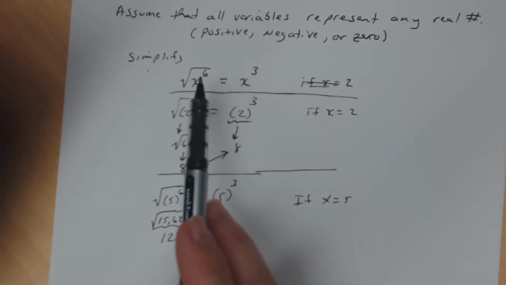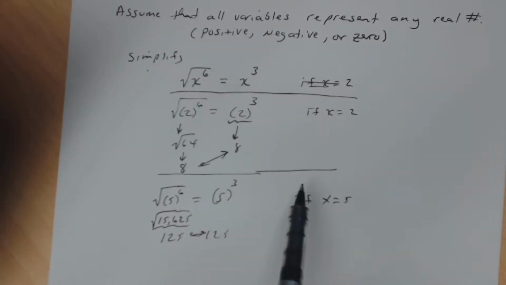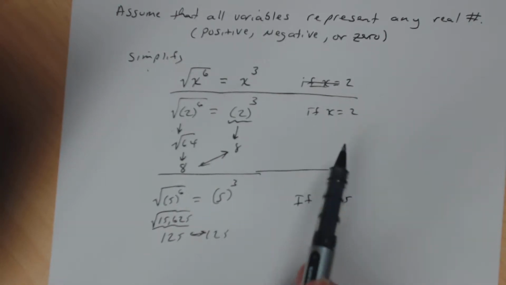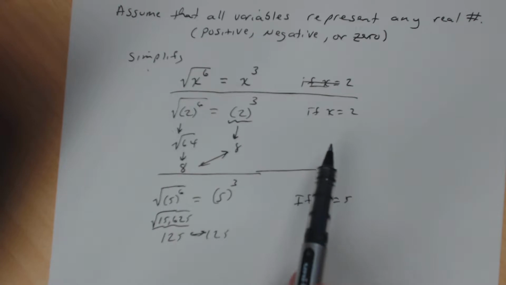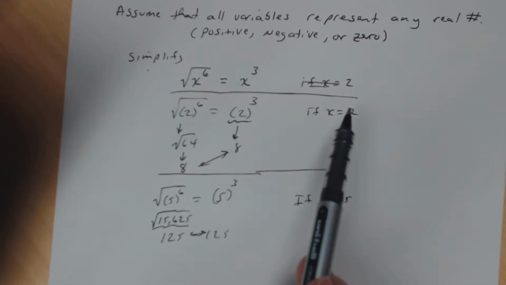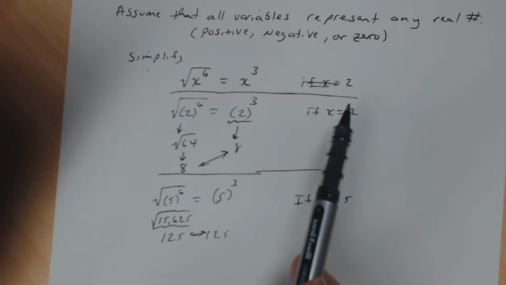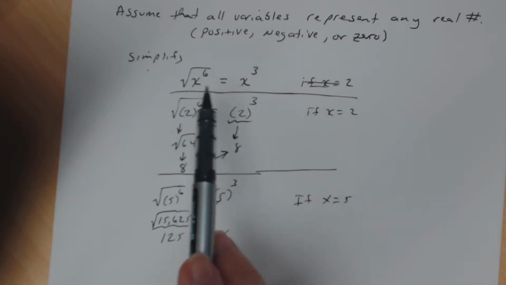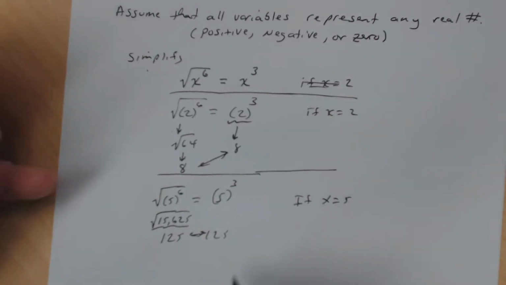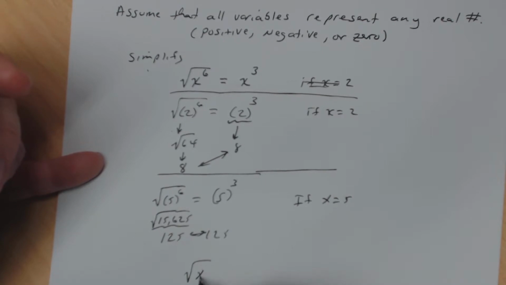So it turns out that when x is a positive number, any positive number, it works. I just chose positive whole numbers, or positive integers for that matter, but I could have chosen 5.6. I could have chosen any positive real number, and it would work. So right now we can say that the square root of x to the 6 is going to equal x cubed when x is a positive real number. Okay.